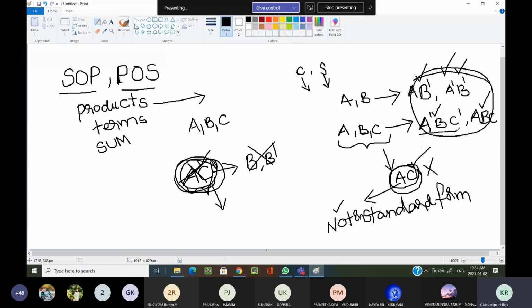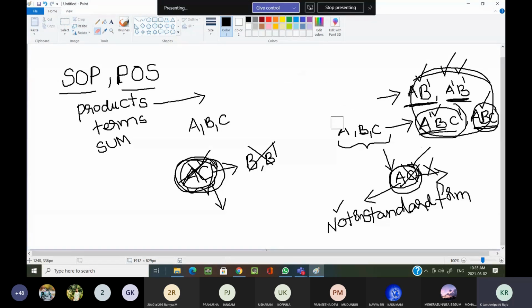Now see here the examples I have written. In every product term, all the variables are presented, whether in normal form or complement form. If you take any product term, all three variables are presented. But here, all three variables are not presented. This we cannot consider as a standard form. Am I clear on this point? Yes, sir.